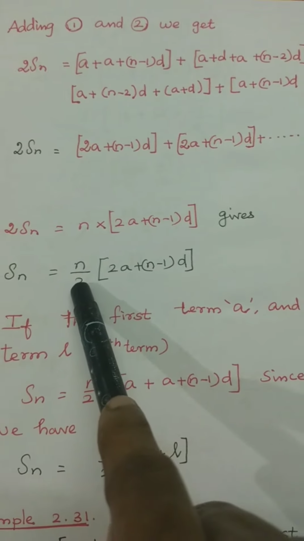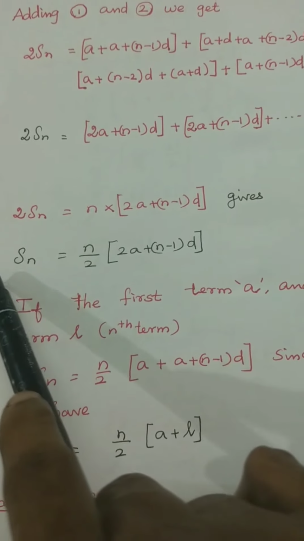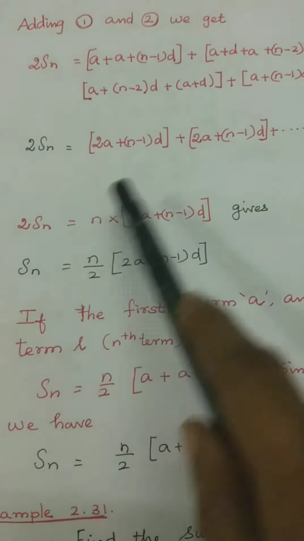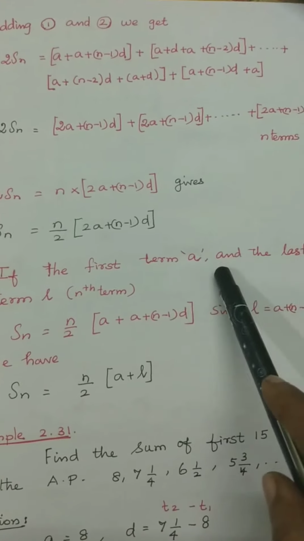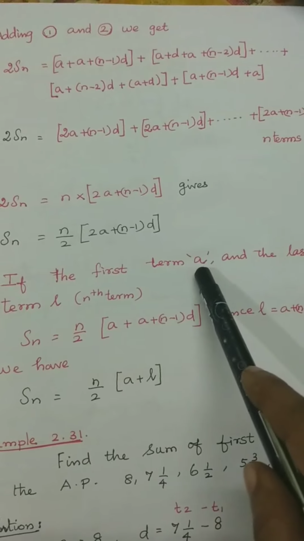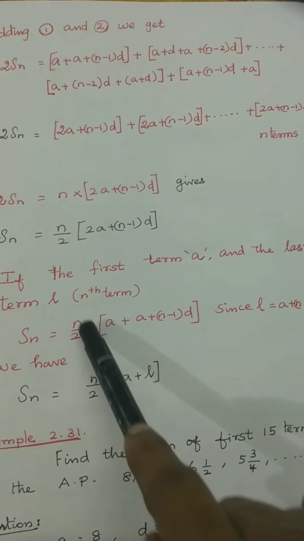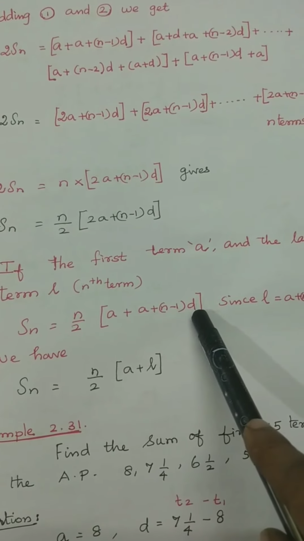Then it will come as n by 2 into 2A plus n minus 1 into D. This is the formula to find the sum of all the terms in a given series. If the first term is A and the last term is L, where L is the nth term, we know that A is the first term. Then Sn is equal to n by 2 into A plus n minus 1 into D.